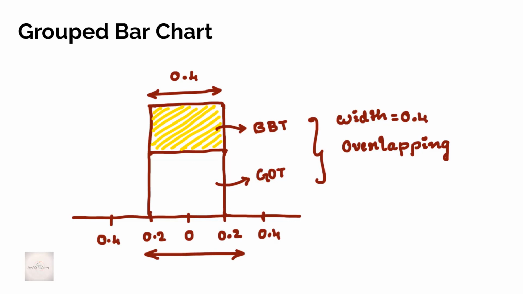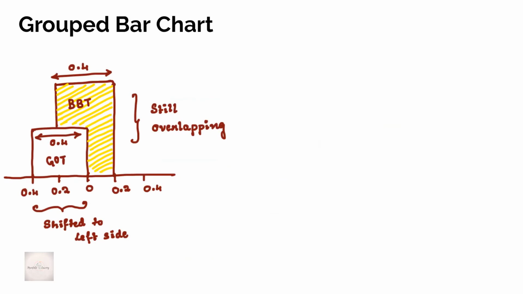Now, to solve this problem of overlapping, I'll take this bar of GOT and shift it to the left side. See, now it will look this way. But still, they are overlapping. Half of the GOT is overlapping with half of the BBT. Correct? So again, we are not getting the desired output. So one shifting is not working out.